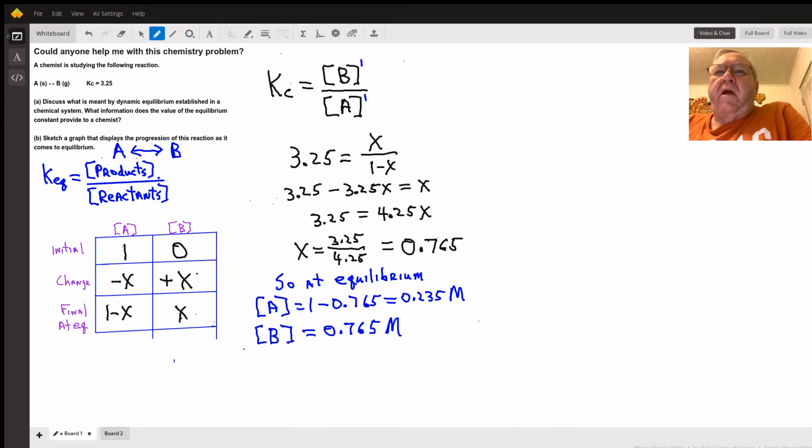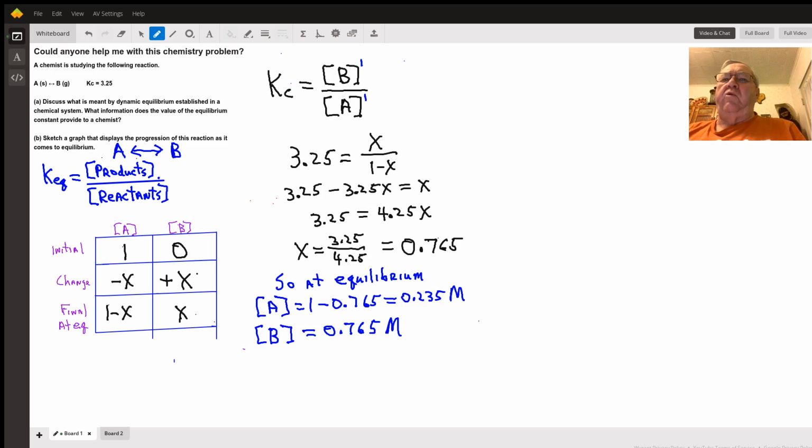Hi, this is the problem I saw on the Wyzant site. It's a basic equilibrium problem, and we have reactant A being changed into reactant B, and it's a reversible reaction. And we're told that when equilibrium is reached, the concentration constant for our equilibrium is 3.25.